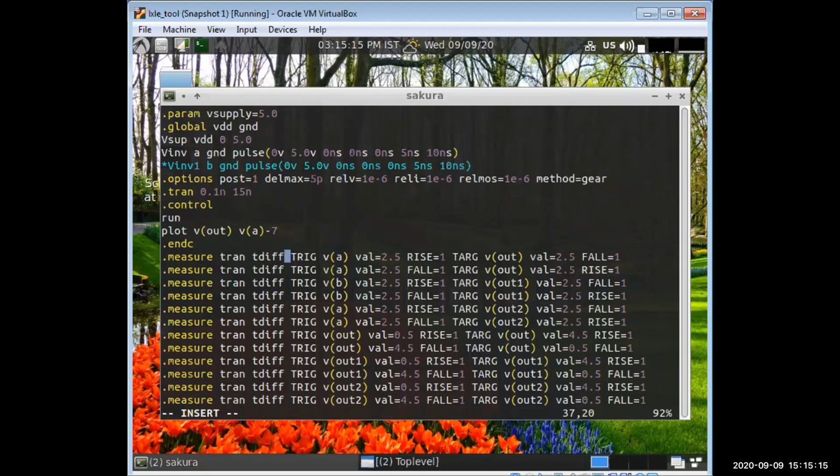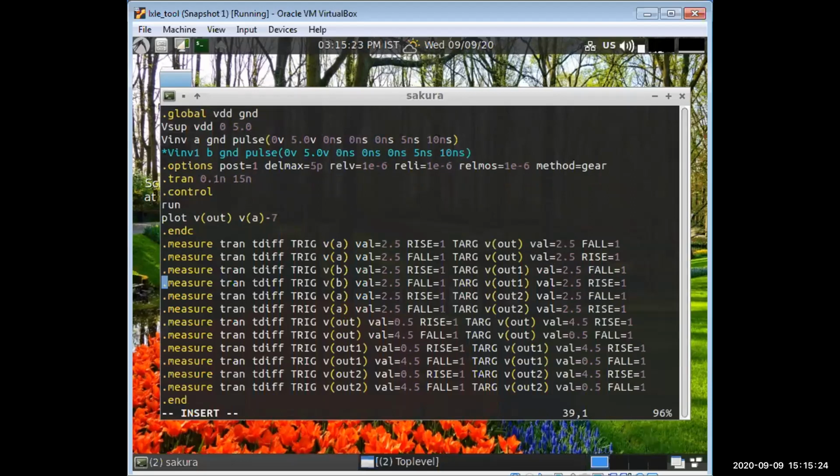plot. Okay, so this is dot nc, then dot measure. Dot measure means I have to measure the propagation delay and the transition delay. I have written so many measure commands because this VA, you can see here, is for the propagation delay. That means I am going to find the TPLH for this. That means the rise one, from rise to fall, that means TPHL, high to low. The out will be from high to low.